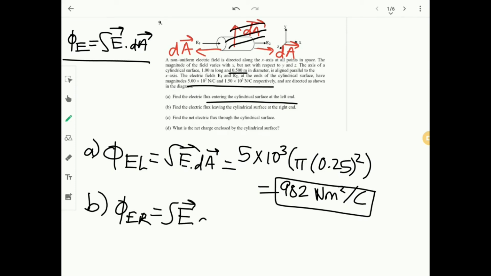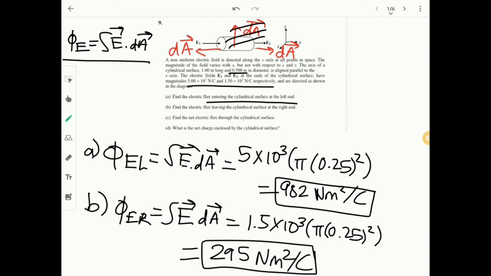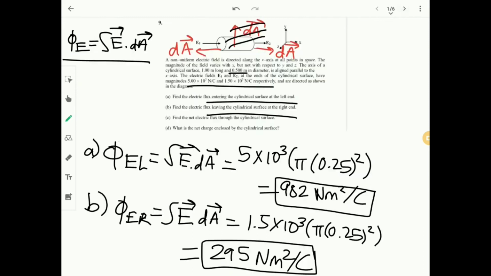Exact same formula. Now this time the electric field is different, it's weaker. By the exact same radius, the cylinder is not getting smaller, and we should get 295 Newton meter squared per coulomb. So for parts A and B, we haven't really cared about the signs. For C, we will need to care.